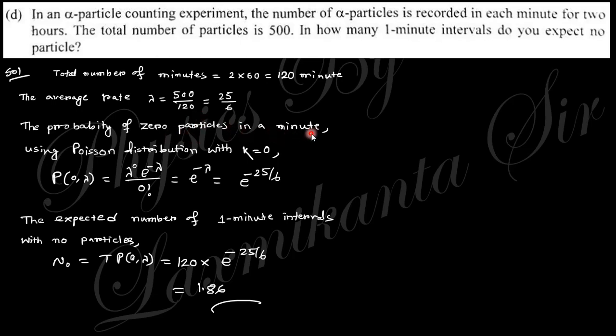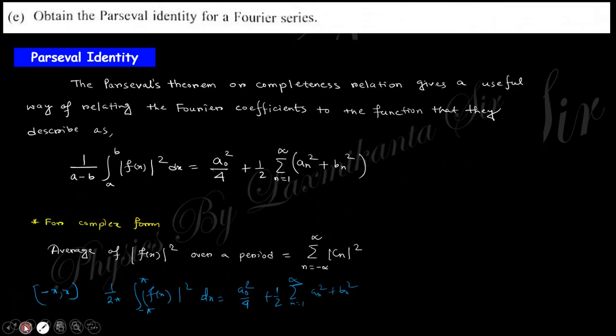The probability of 0 particles in a minute, using Poisson distribution, you will get this one. So the expected number of 1 minute intervals with no particle, n0, equals t times this. So 1.86. Obtain the Parseval identity for Fourier series.